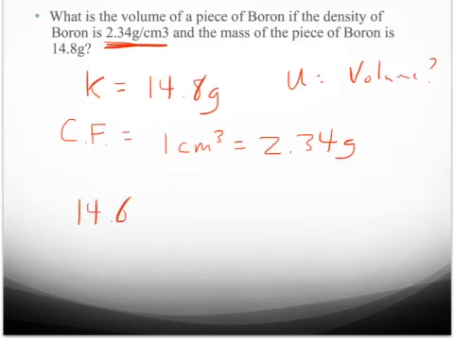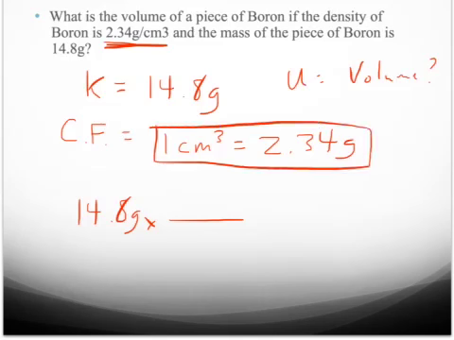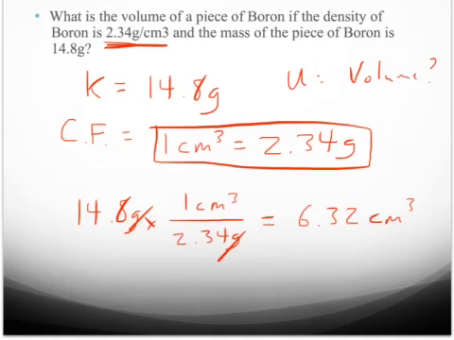We have 14.8 grams. If we multiply by our conversion factor, we're going to put grams at the bottom to cancel grams, the 2.34 grams. And on the top, we are going to write the 1 centimeter. And that's pretty much it. So in dimensional analysis, the grams are going to cancel, and you say 14.8 times 1 is 14.8. You divide it by 2.34, and you get 6.32 centimeters cubed. And that is a volume.